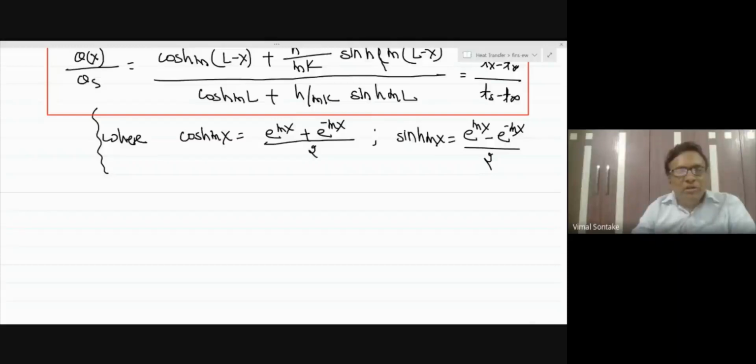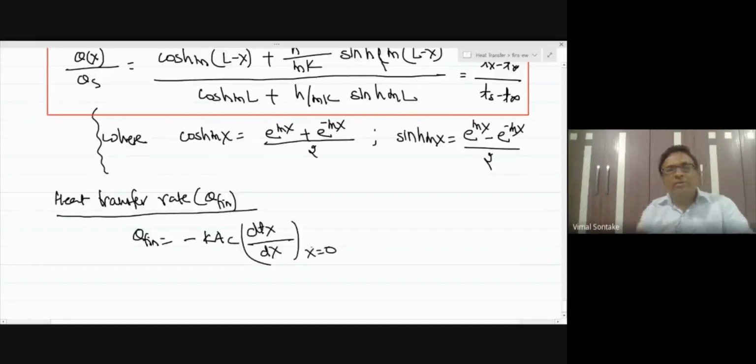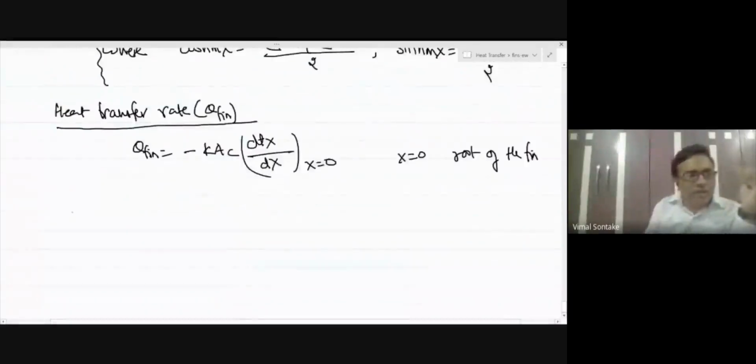Now after finding out this temperature distribution, let us find out the heat transfer rate. That is, if such a type of fin is attached to the base surface, what will be the rate of heat transfer from this fin? So from Fourier's law of heat conduction, once again, minus kAc dTx over dx at the root, that is x equal to 0, which means the root of the fin. That is the area where the fin is attached to the base surface. So at the root of the fin, whatever heat is being conducted is the rate of heat transfer from the fin. So let us find out this expression as well.